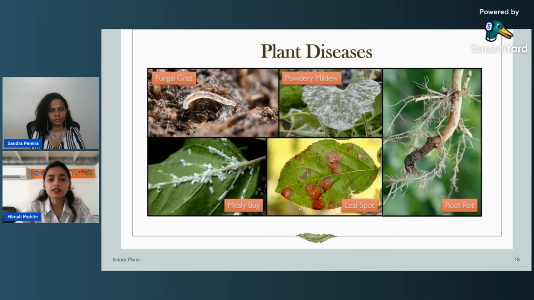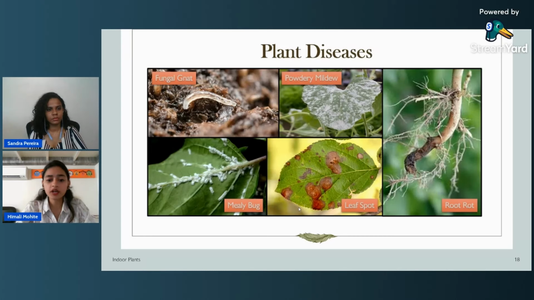And then, similar to powdery mildew, is a disease, but it is actually bugs. These are the pests which cause disease to the indoor plants. So these are mealybugs which feed upon the stems and leaves of the plants. What they do is they suck the sap from the plant, and they damage the plant.